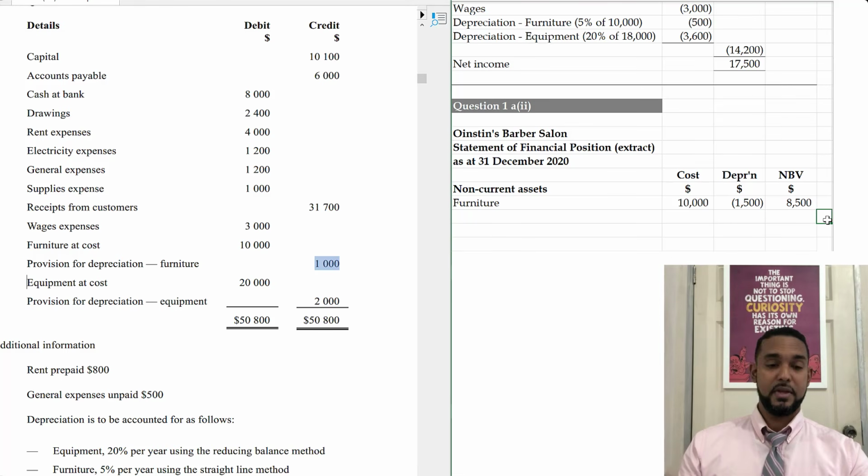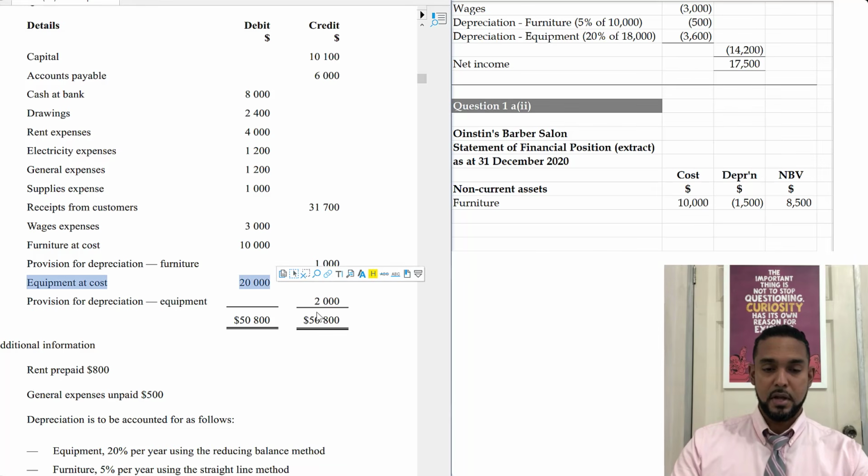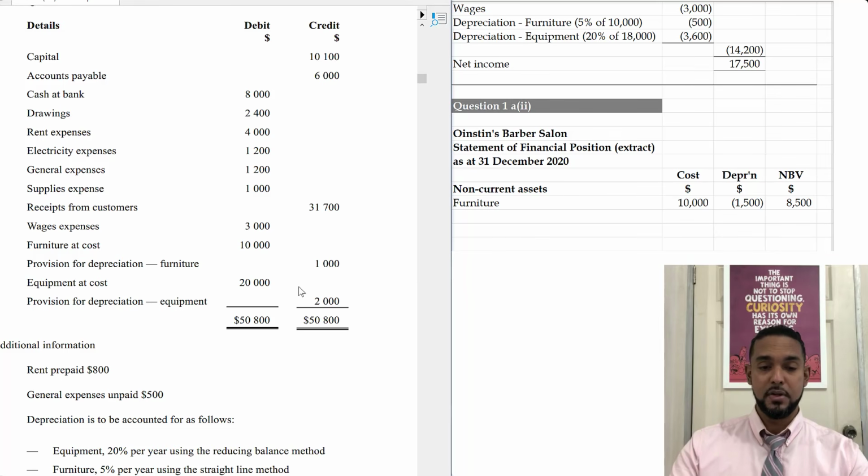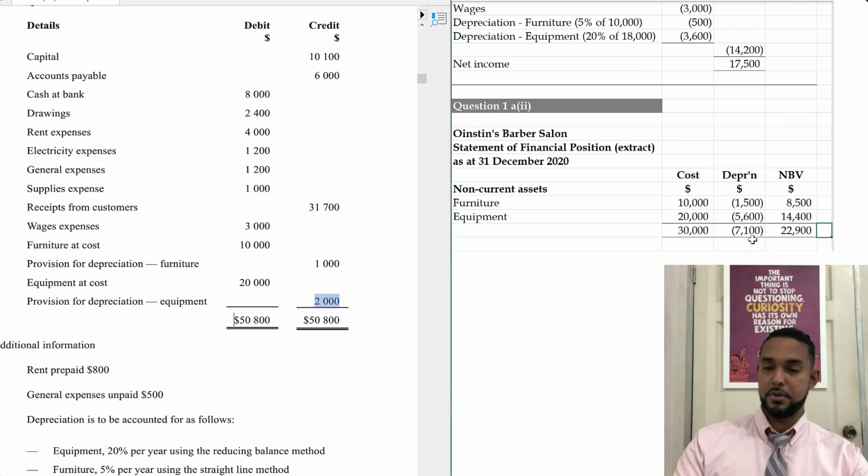And then you do the same thing for the equipment. You take the cost of the equipment and you subtract the new accumulated depreciation figure, which is the sum of the pre-existing depreciation plus, up here in the income statement, the current year's depreciation charge of 3,600. So 2,000 plus 3,600 is going to give us 5,600. And we're simply going to put a total line for everything. So if you add going down, you're going to get the totals. And of course, if you subtract going across, you're going to get the rightmost column totals.